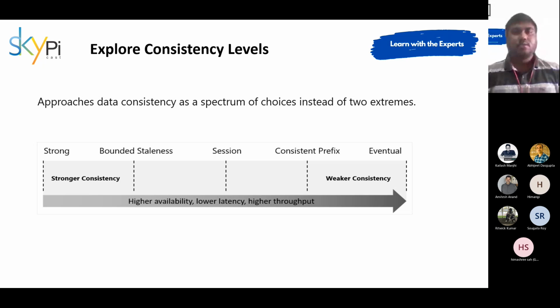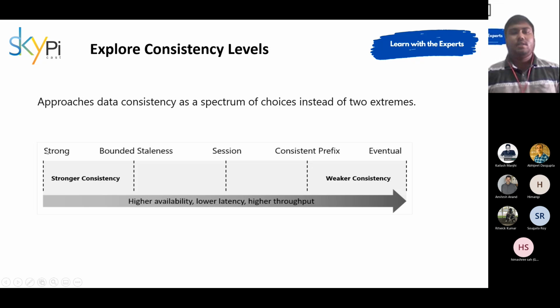Then coming on to consistency levels. It is very liberal, I would say, in the consistency levels. It believes that consistency is a spectrum, rather than giving binary values like strong or eventual. We have a whole lot of types between them, starting with strong, we have bounded staleness, session consistency, consistent prefix, and eventual consistency. As we move from strong to eventual, our throughput gets higher, but the consistency also gets weaker.